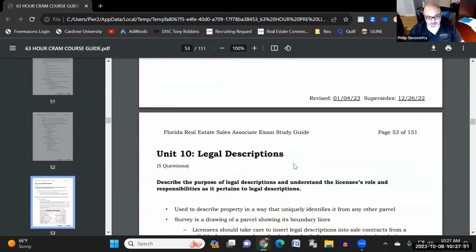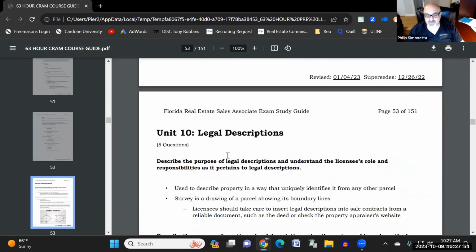Okay. Unit 10 is on legal descriptions. In legal descriptions, you have 5 questions on the test. It'll be 5% of the examination for the state.